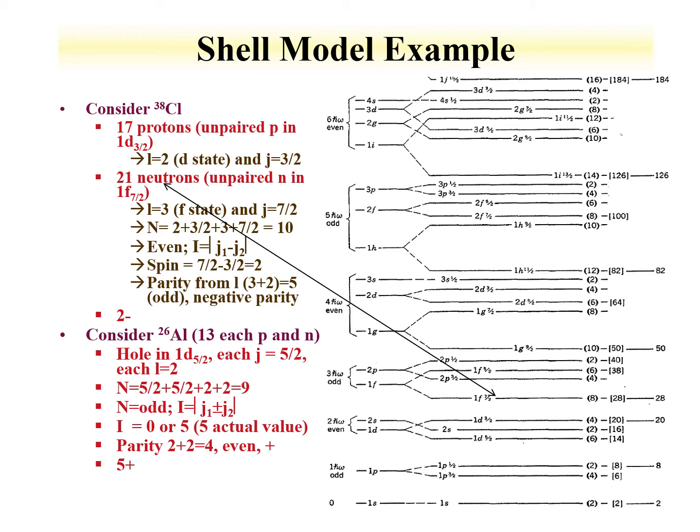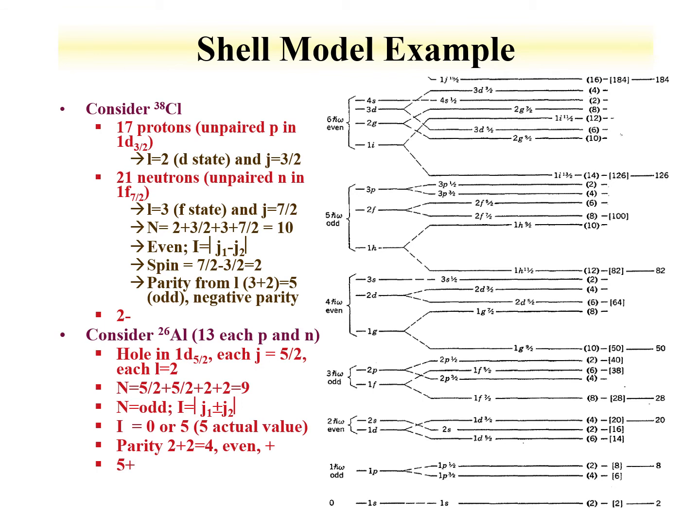So the Nordheim number is just 2 plus 2 plus 3/2 plus 3 plus 7/2. That's equal to 10. That's an even number, so the spin is just going to be the absolute value of the difference between 7/2 and 3/2. 7/2 minus 3/2 is 4/2, so the spin is 2. The parity is from the L's, so that's 3 and 2. The sum of L is 5, negative parity. The spin is 2 and the parity is minus. We expect chlorine-38 to have a spin and parity of 2 minus.